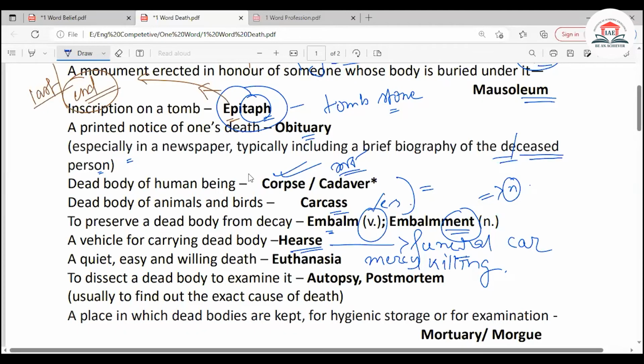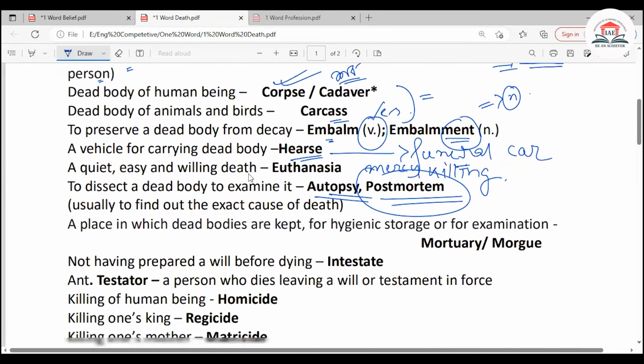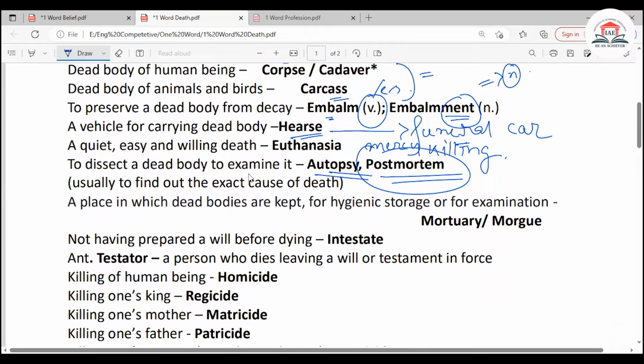Is it clear to you? It's a very important word, euthanasia. Don't confuse it with suicide. Next, to dissect a body, to examine it, especially to find the exact cause of one's death, that is autopsy or post-mortem, right? Clear?